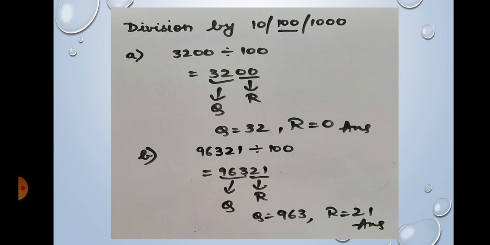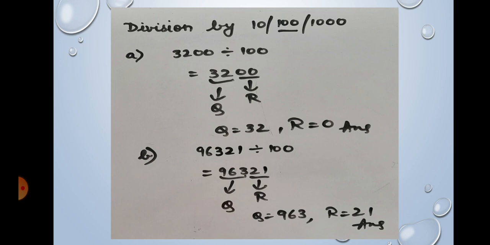Now the next example is 96,321 divided by 100. Here again we underline 2 digits starting from the extreme right side. So we underline 21, which is called the remainder, and what is left, which is 963, is called the quotient.